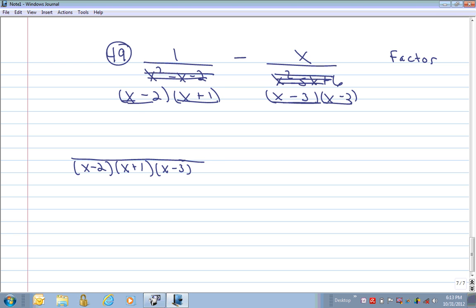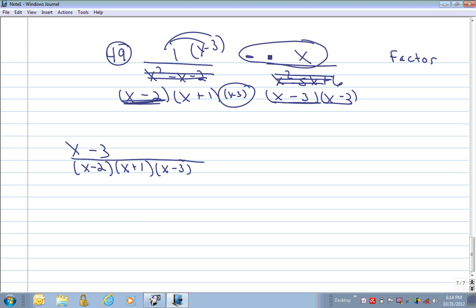On the left side, this has x minus 2 and x plus 1. You would need to multiply by x minus 3. And if you do that in the denominator, you also have to do that in the numerator. Let's go ahead and do that. So 1 times x is x, and 1 times negative 3 is negative 3. Be really careful with subtraction. Please attach that subtraction sign as a negative to this. This is like a negative x.